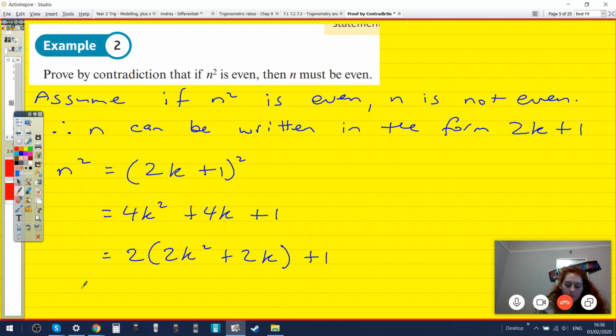Yeah. So it's one more than an even number. So that would mean it's not. Yeah. So therefore, n squared is odd. I think that's the contradiction, isn't it? Yeah. Contradiction, therefore n must be even.